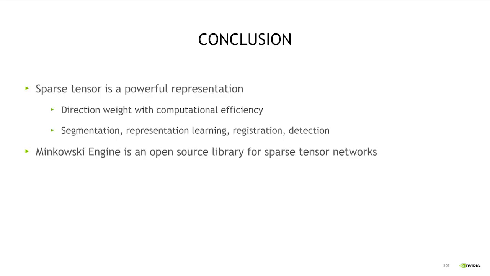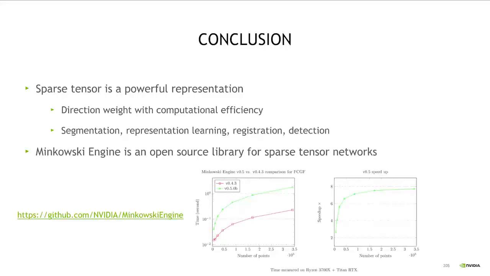And to implement these ideas, we show how we can use the open source library called MinkowskiEngine for this. And we are releasing the next version of the MinkowskiEngine, 0.5. And we saw that for some networks, the speedup ranges from 3 to 8 times faster than the previous version.